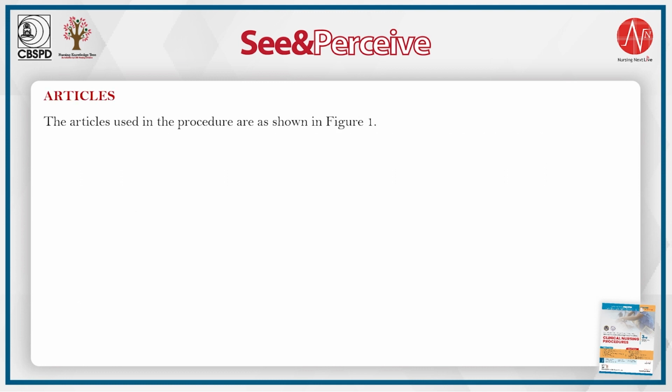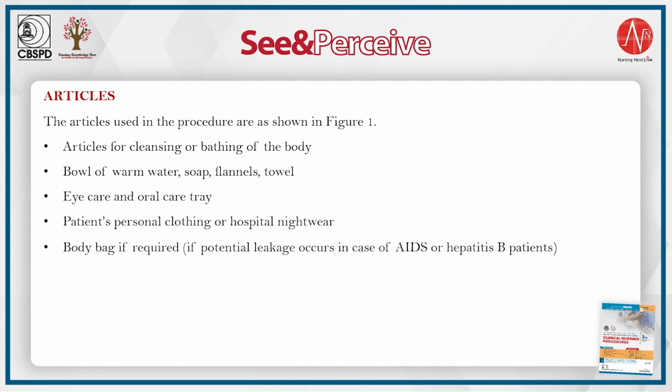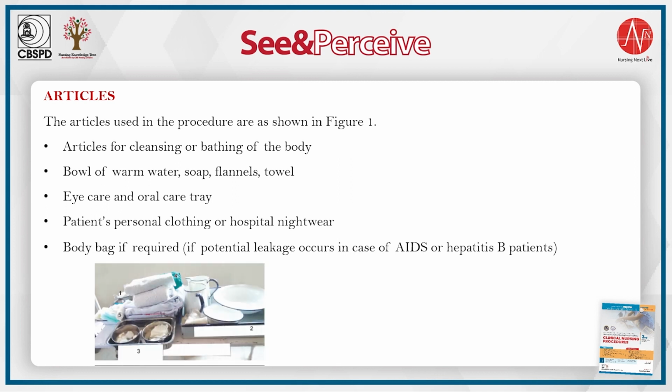Articles required. The articles used in the procedure are as shown in following figure. Articles for cleansing or bathing of the body: bowl of warm water, soap, flannels, towel, eye care and oral care tray, patient's personal clothing or hospital nightwear, body bag if required, if potential leakage occurs in case of AIDS or hepatitis B patients.